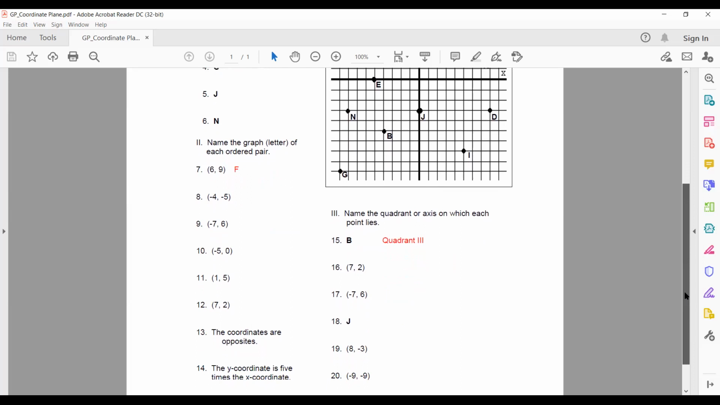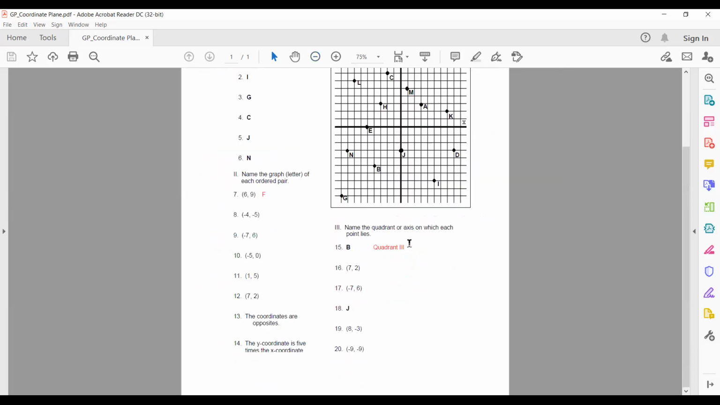14, though, is probably the biggest brain teaser of all of them on this sheet. The Y coordinate is 5 times the X coordinate. And I'm going to switch here for just a quick second and write an equation out real quick that might help illuminate this one a little bit.